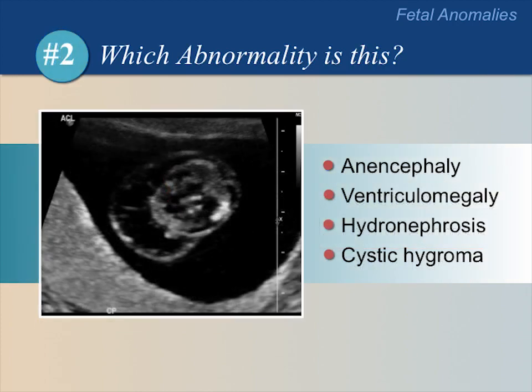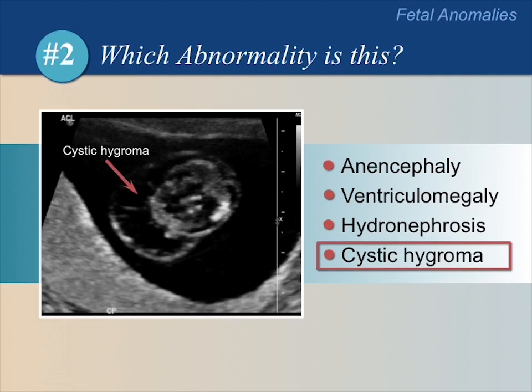Now please look at case number 2 and guess which abnormality is seen and name an associated feature. Please pause the video now. The answer is that this is a cystic hygroma. Thin lines or septations are seen within the mass at the back of the neck.